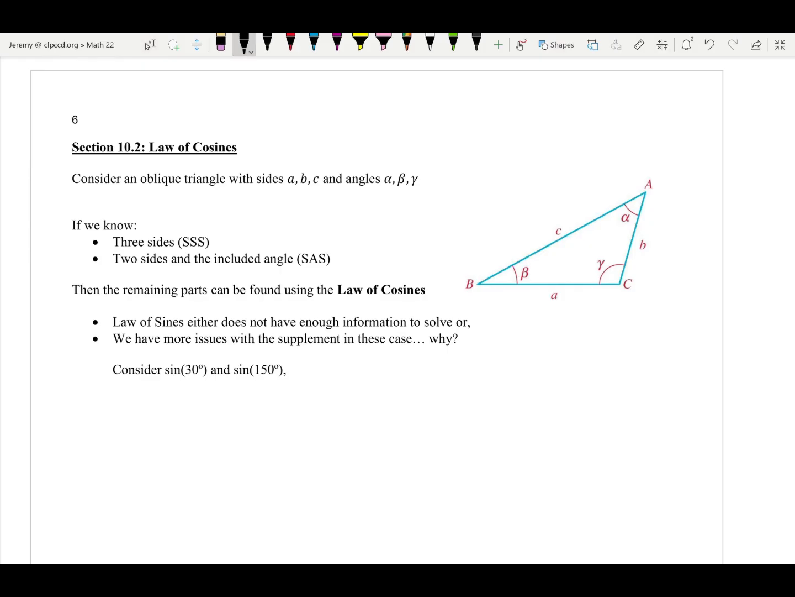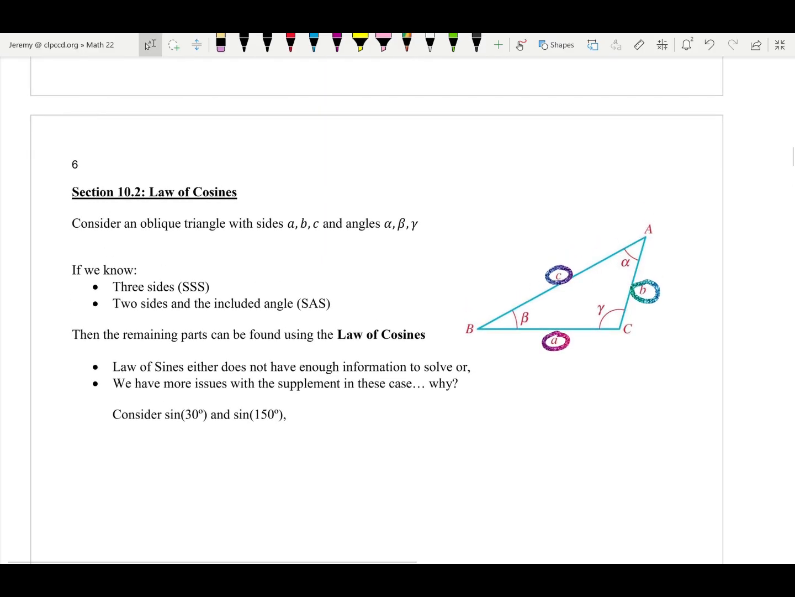So one is if we have all three side lengths. Let's say we're looking at a triangle like this one over here, ABC, and what if we know the side lengths A, B, and C? We have all those, but we're trying to solve the triangle. We're looking for those three angles, right? Alpha, beta, and gamma. Well, how would we attempt to use law of sines to find those angles?